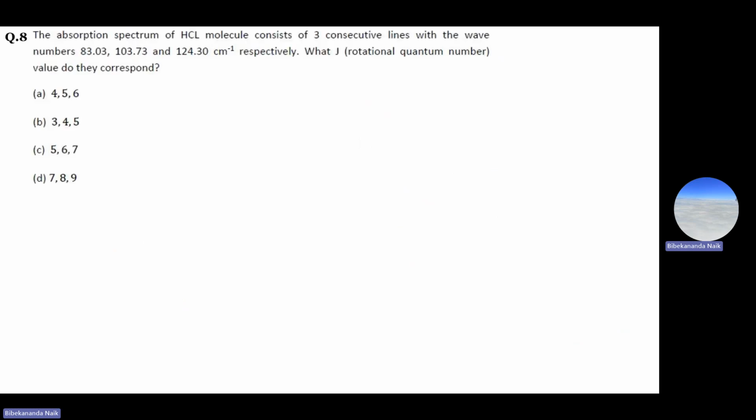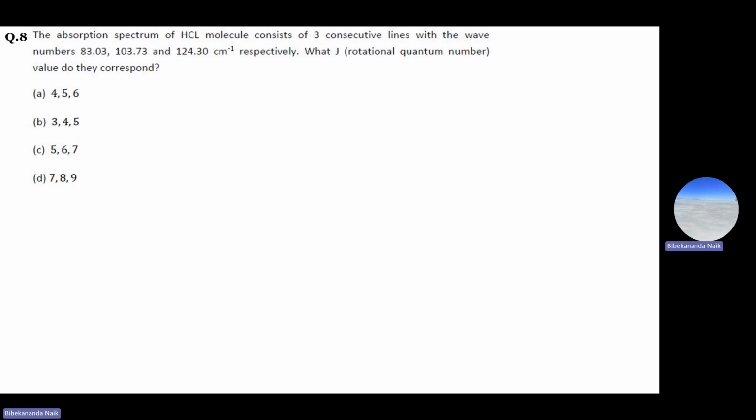Now let's go to the next question. The question says the absorption spectrum of HCl molecule consists of 3 consecutive lines with the wave numbers 83.03, 103.73 and 124.30 centimeter inverse respectively. What J values do they correspond to? All these lines are in terms of wave number unit, that is centimeter inverse. Now we need to find the corresponding value of J.